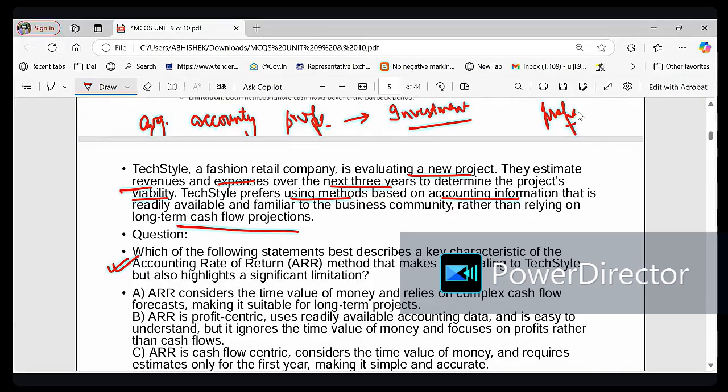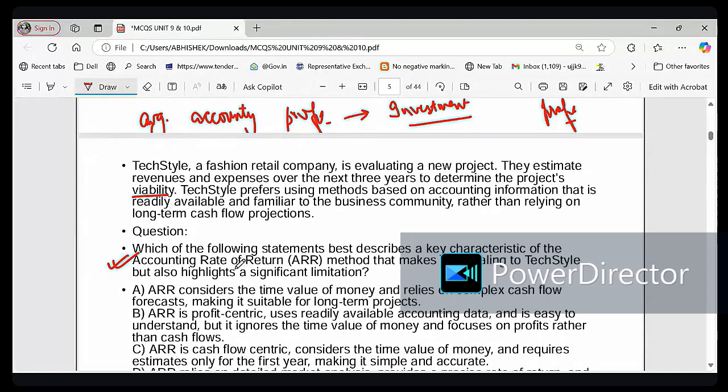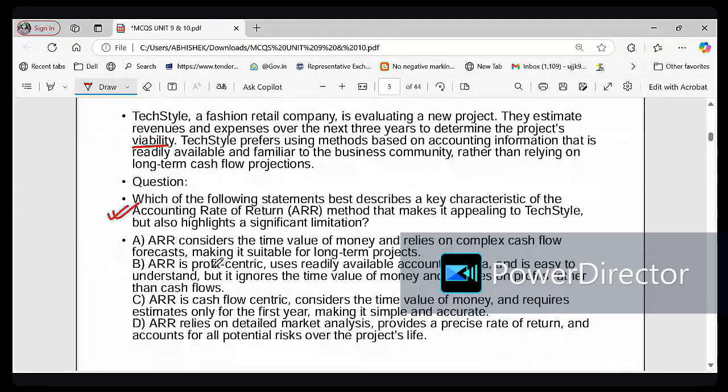Now what is happening here? There is a company called Take a Style, and you can see that Take a Style is preferring the method called ARR. Why is it preferring the accounting rate of return method? Because the accounting rate of return method is based on profit, right?